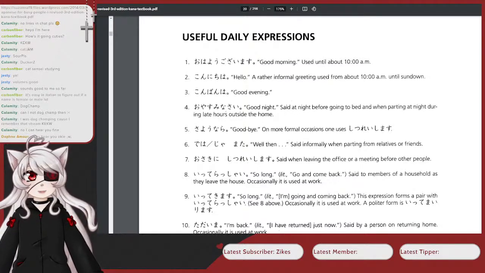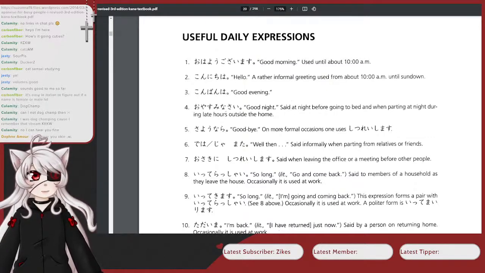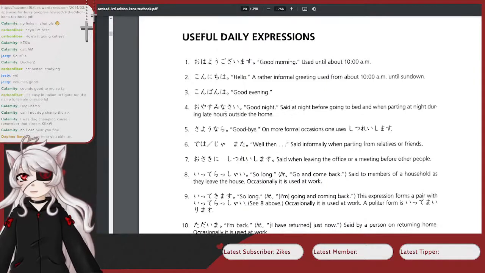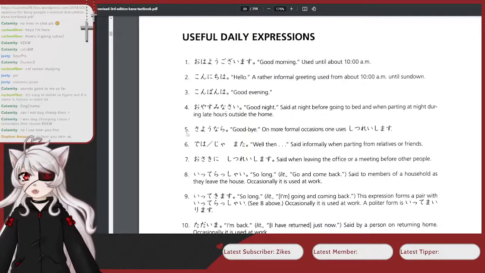Then we've got dewa, ja mata, which is well then, said informally when parting. This was one of the things I really hated about Duolingo, because they didn't let me use them interchangeably, even though they literally use the same thing. I'm not mad, I'm actually very mad.